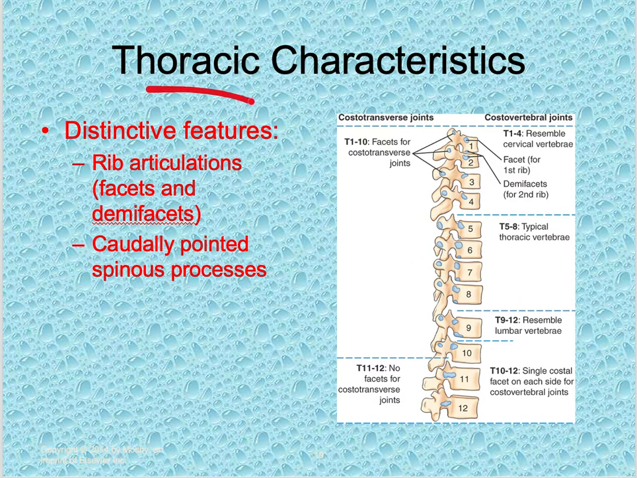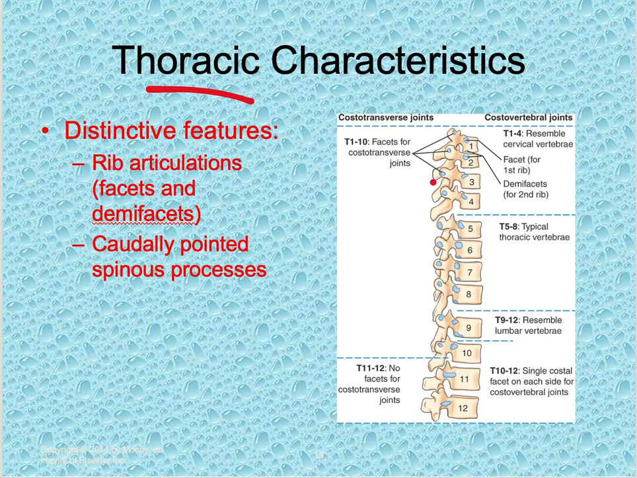Now we're into the thoracic. So thoracic characteristics, we have distinctive features, which are rib articulations. As the ribs articulate with the vertebral body, they are either called facets or demifacets, okay? So on the vertebral body, you have vertebral body 1 that has a facet for rib 1. And then it has demifacets for rib 2. So the demifacets are split. So rib 2 attaches to 2 and 1. So instead of calling it a facet, it's a demifacet.